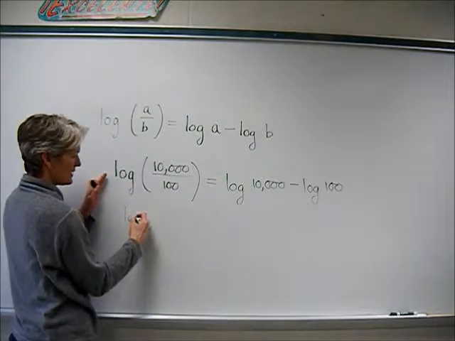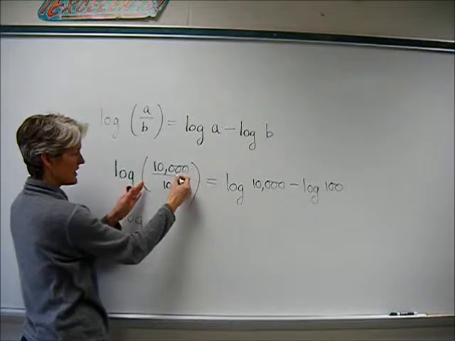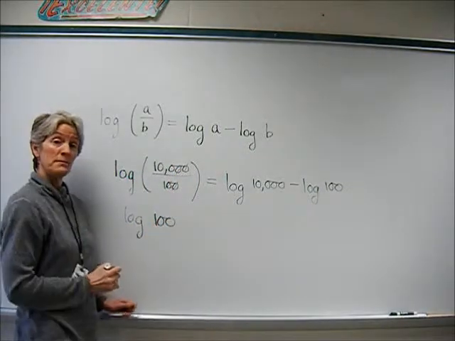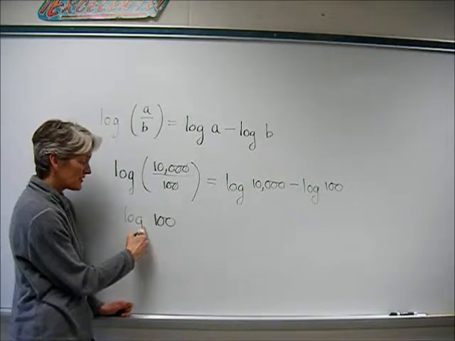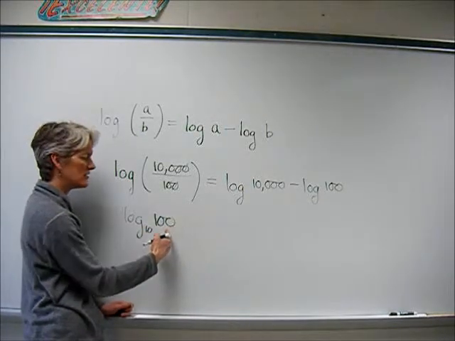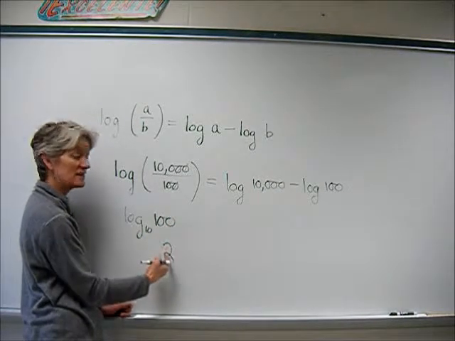So let's see, if I'm doing this side, the log of 10,000 divided by 100, let's divide everything by 100. That's the log of 100. Remember, this is the common log. There's a little invisible 10 there. 10 raised to what power is 100? Oh, 10 squared is 100. So this equals 2.